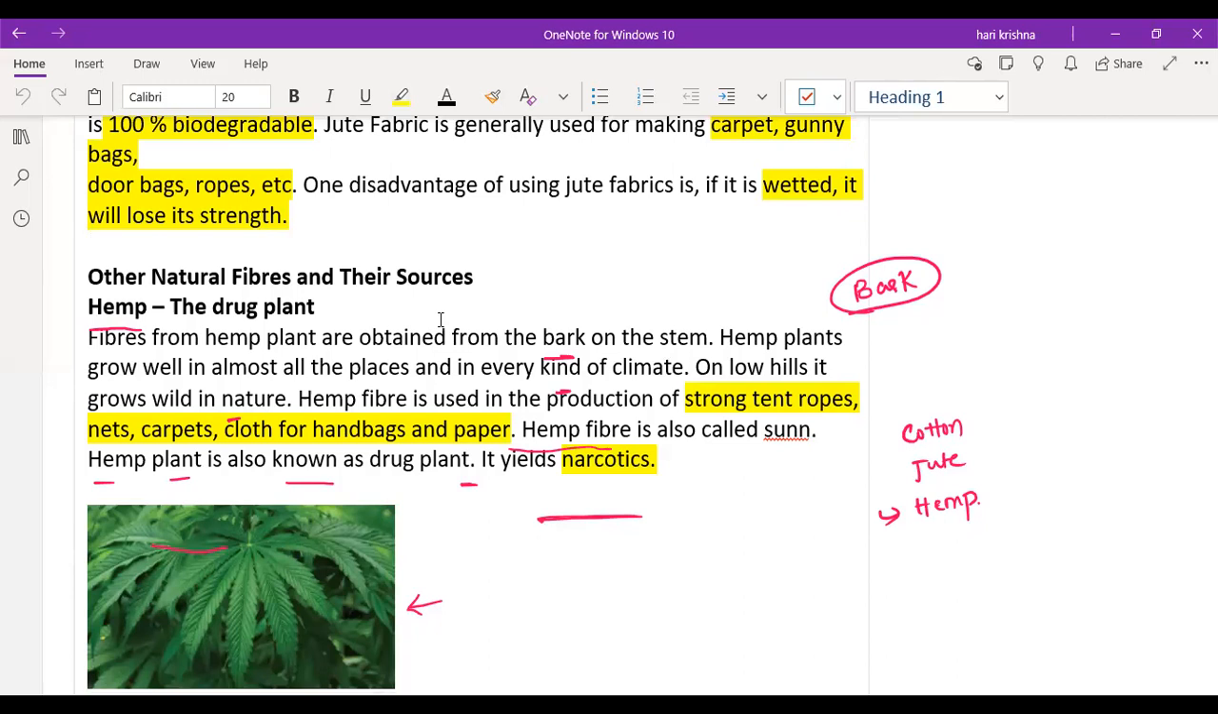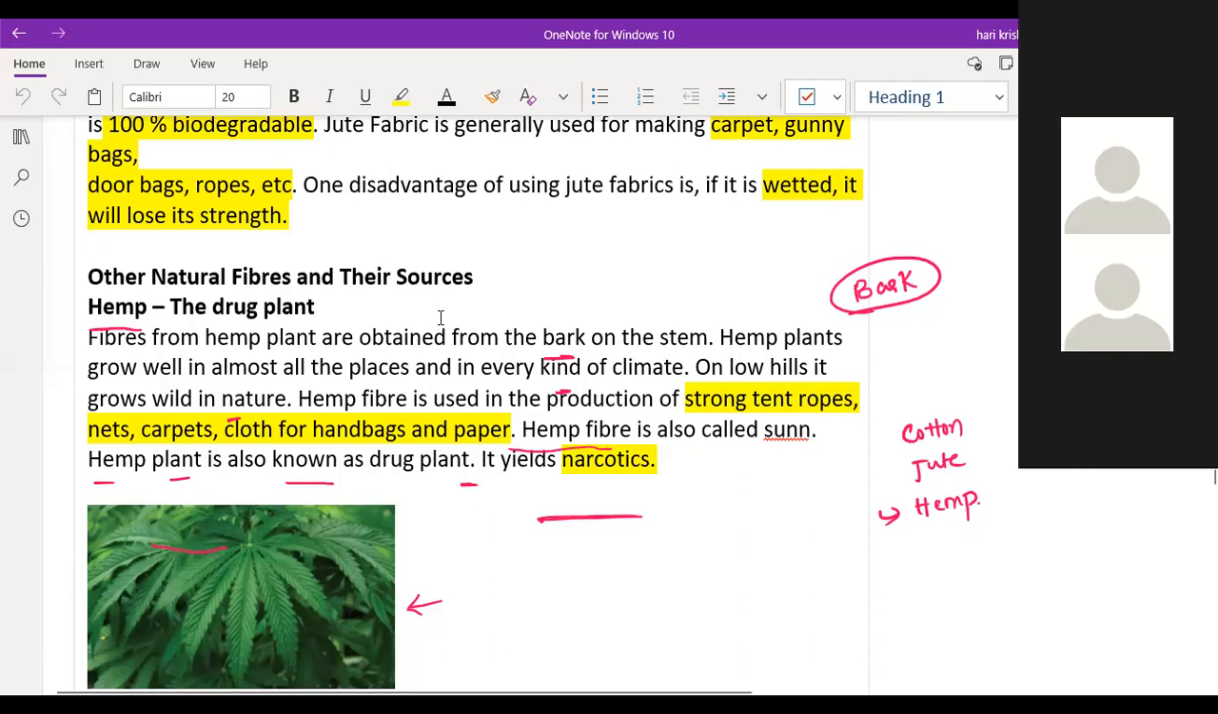Yeah. So next one is the other natural fibers and their sources. First one is the hemp. What is the meaning of hemp? Sir, it is obtained from the bark of a stem, sir. Hemp. It is obtained from the bark of the stem.